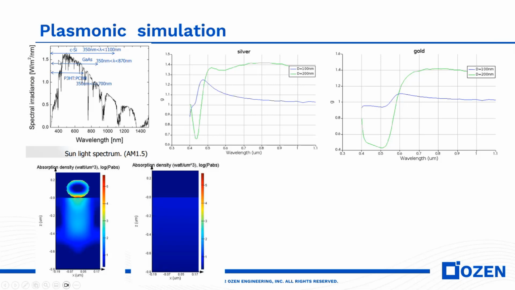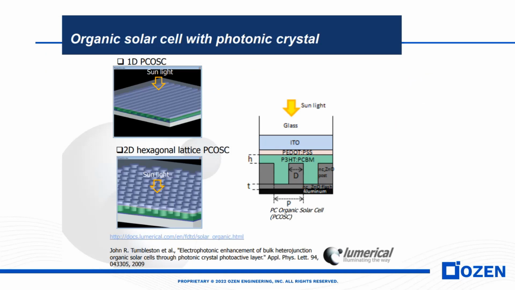So if you look at the spectrum versus wavelength for the sun, you see that around 550 nanometers we have a peak power here. So silver is a better candidate compared to gold. And also, this is the organic solar cell with photonic crystal.